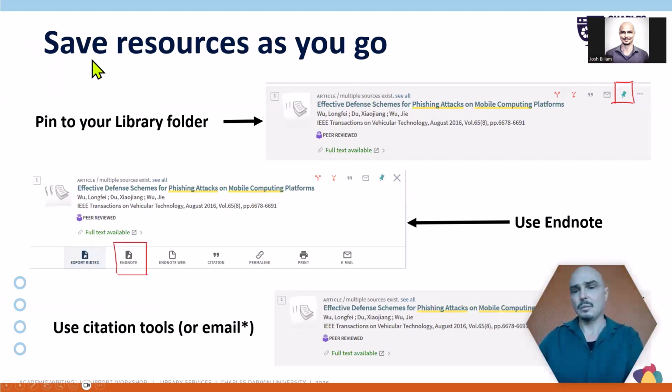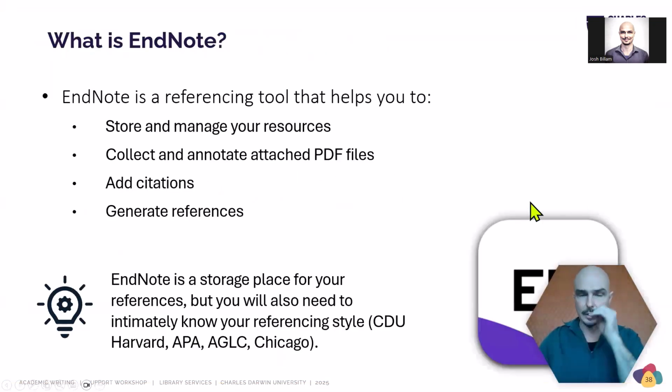But yeah, when you're searching for sources, save them as you go, sort of have a system. Maybe you don't want to jump in and use EndNote or Zotero straight away. Maybe you have a different system. Maybe you bookmark them or you write them down on paper or something, but have a system so that you can save them as you go. If you click this little pin button here, it will save it into your library folder. And if you click this EndNote button here, it will export it to your EndNote, which is like a referencing software.